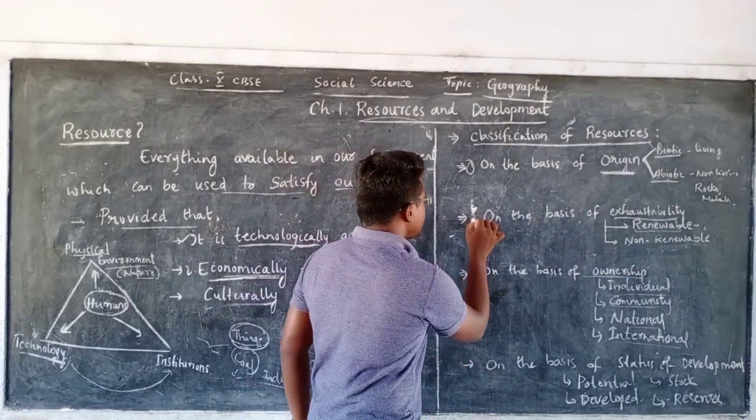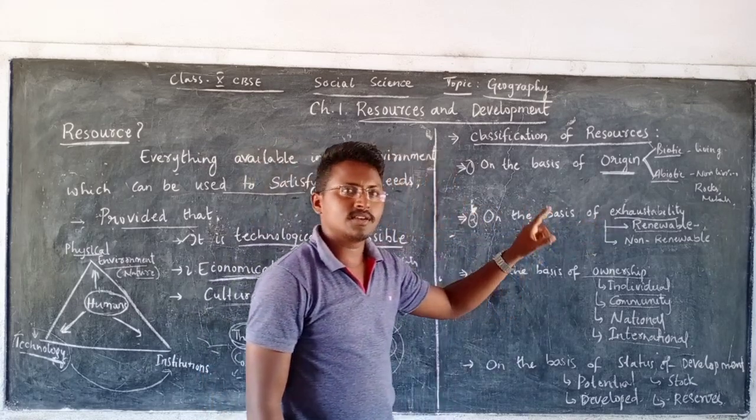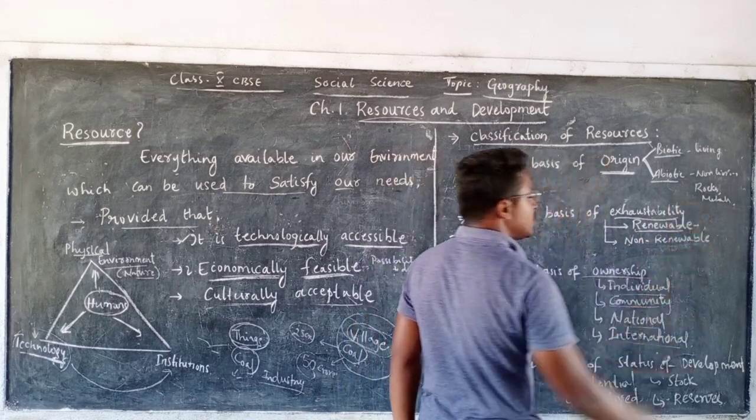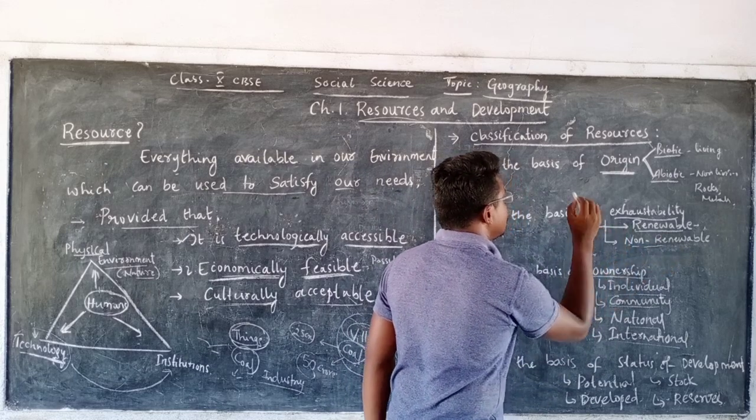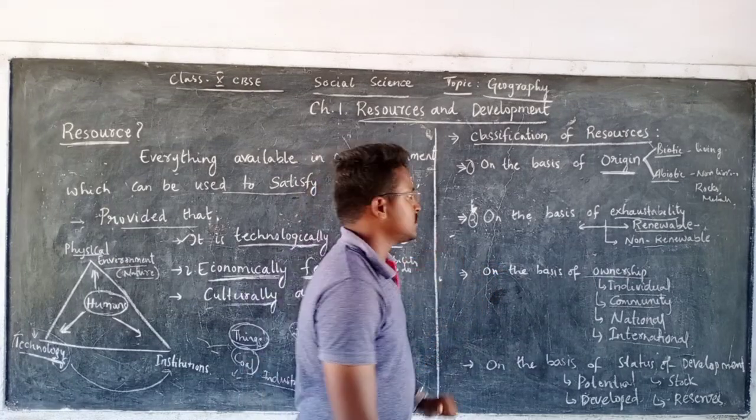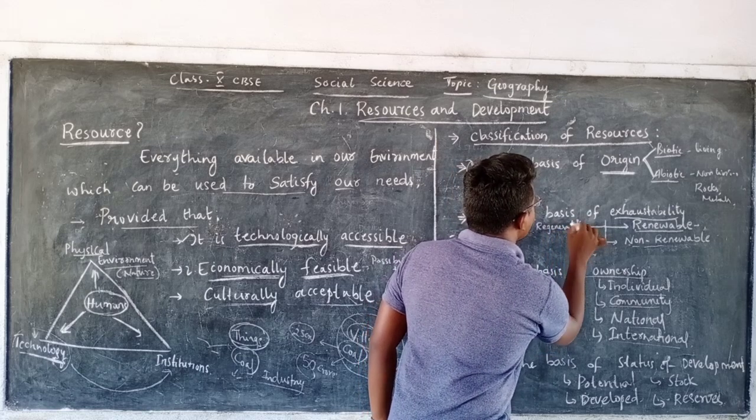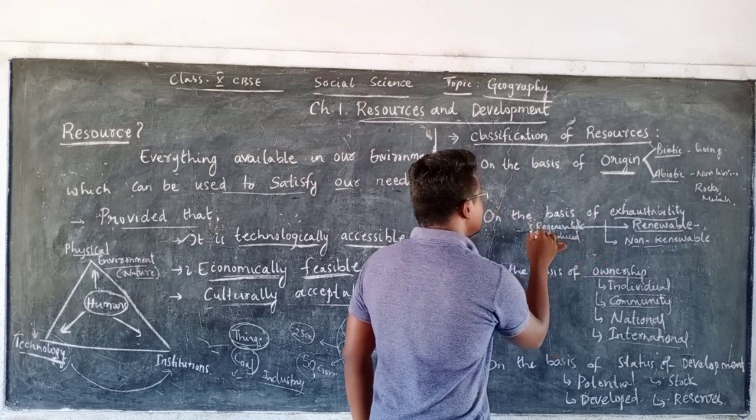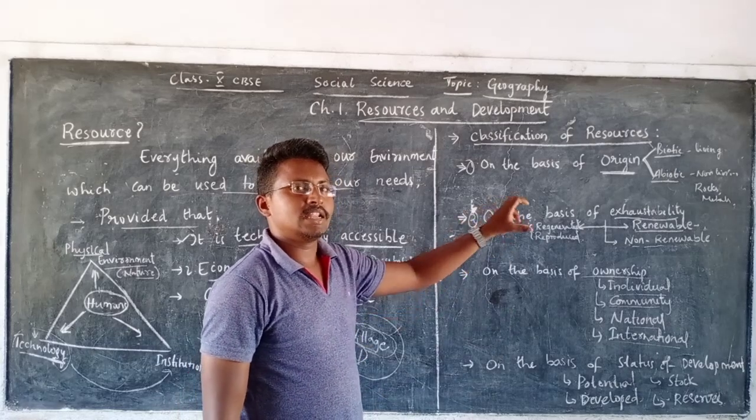Then the second thing, how resources are classified, is on the basis of exhaustibility. On the basis of exhaustibility, resources are classified into two groups: renewable resources and non-renewable resources. What do you mean by this? Renewable resources means those resources which can be regenerated, or which can be reproduced. Those we call renewable resources.